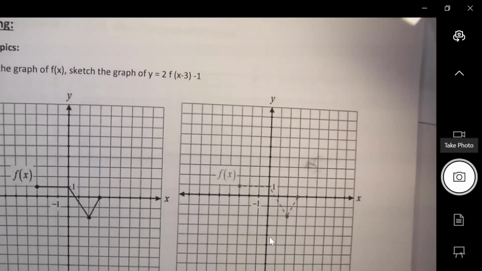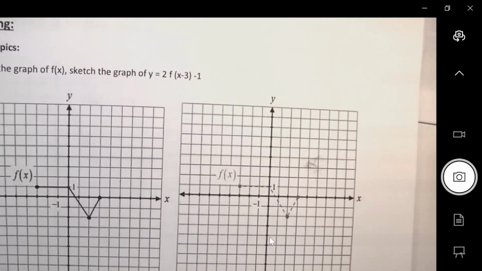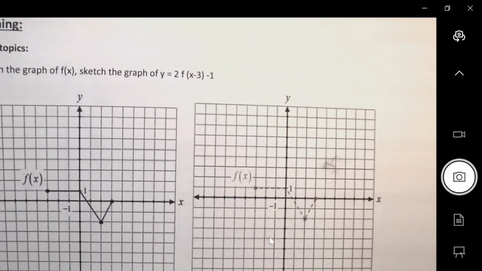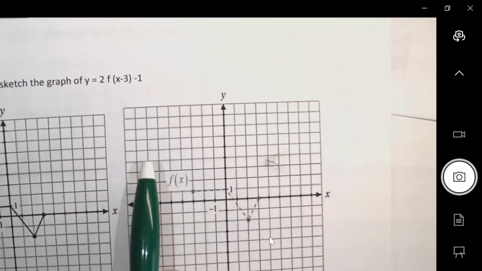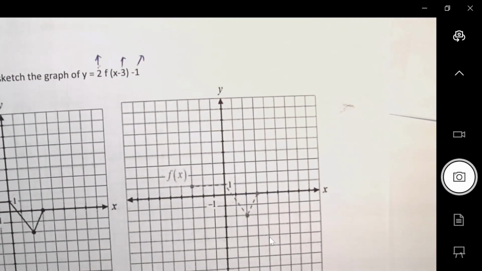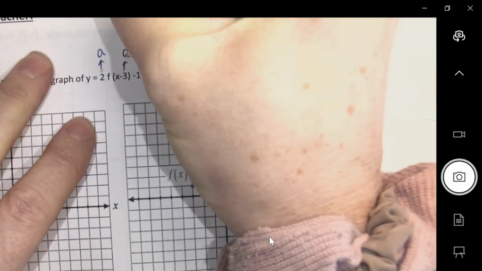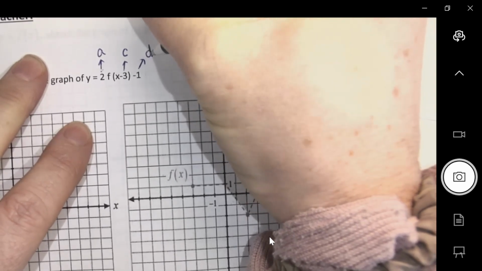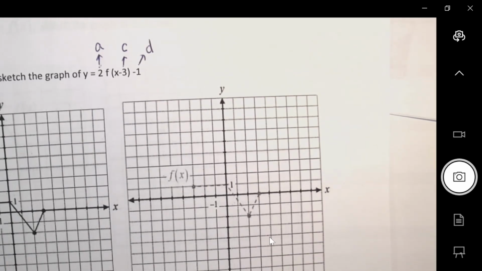Okay, you've probably figured out that the ABCD stuff is pretty important because it transfers to every other function after this. So let's first look at this function and put labels on them. So A, B, C, D, which letters are what? So we have an A, a C, and a D.